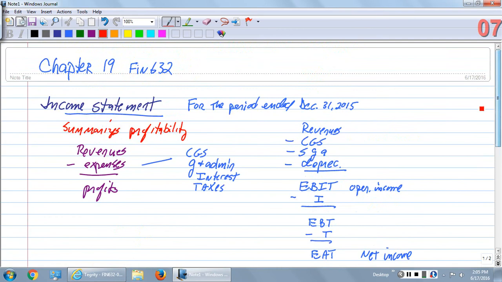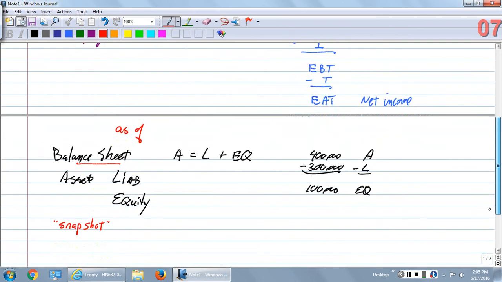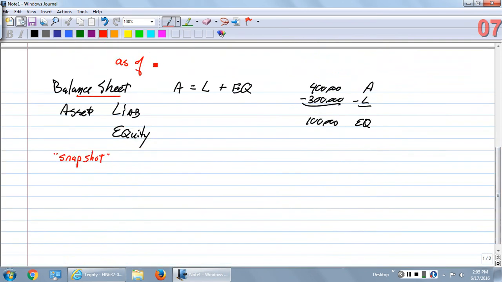It said for the period ended. So for the period that ended December 31, all that took place. But the balance sheet may say as of December 31, 2015. And that's not the same. What we're saying here is on that date, December 31, 2015, that's what the firm looked like. Okay, that's different than the income statement, right?